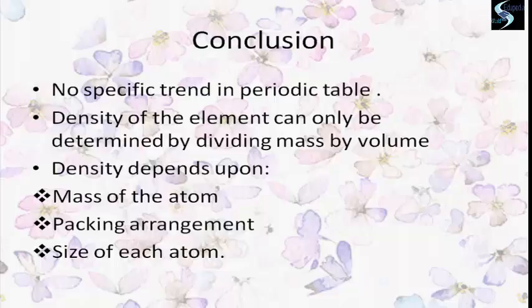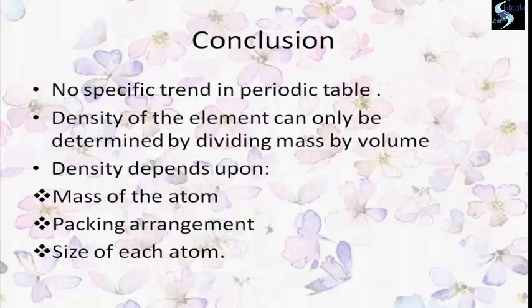Also, the density depends upon three factors: the mass of an atom, the packing arrangement of the particular element or substance, and the size of each atom. For example, gold in the middle of the transition metals has a density of 19.3 grams per cubic centimeter. The only real way of determining the density is to divide the mass by the volume, or calculate it at the individual level of the substances.